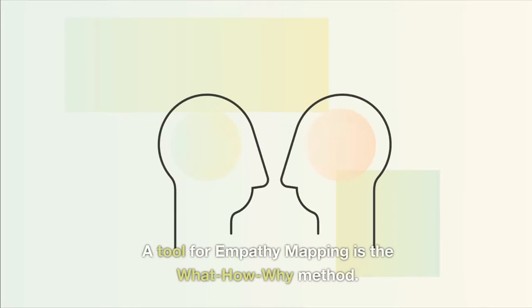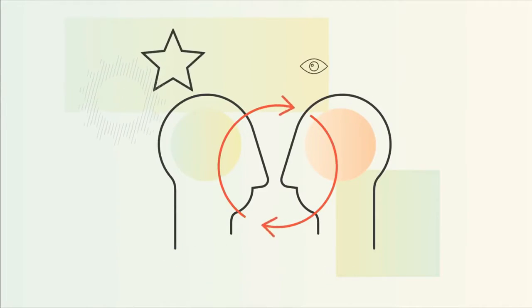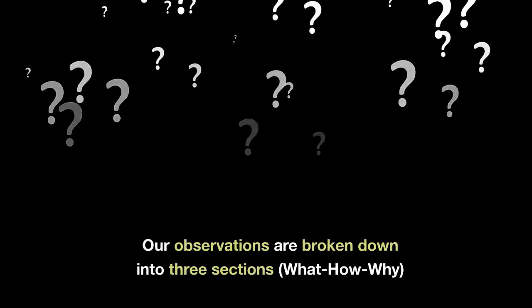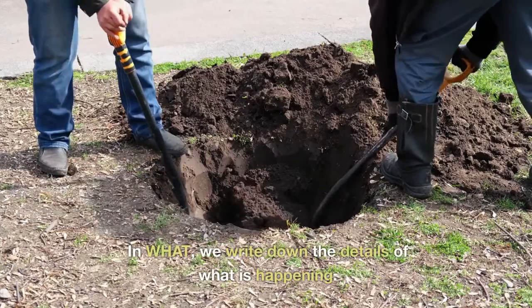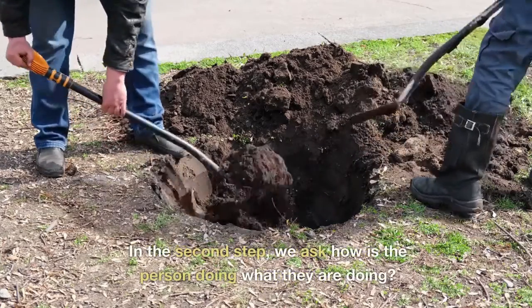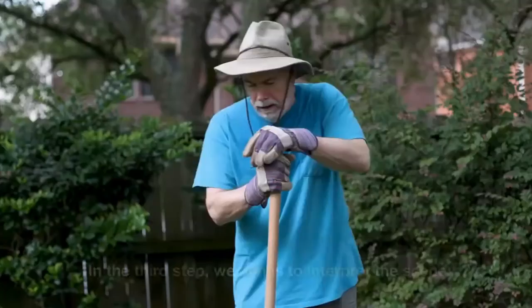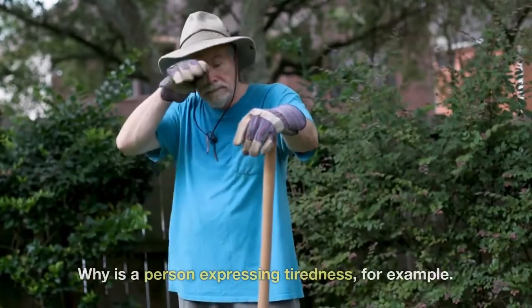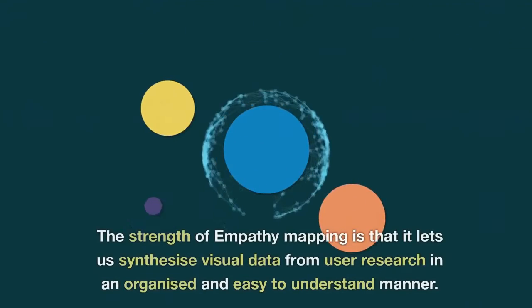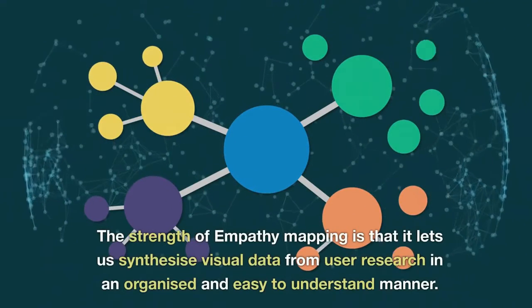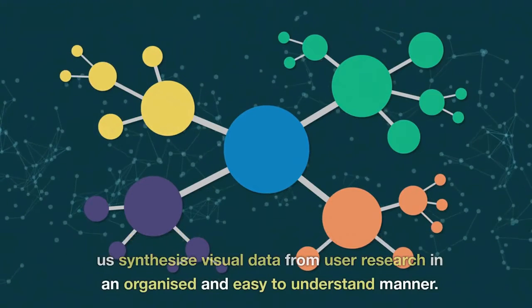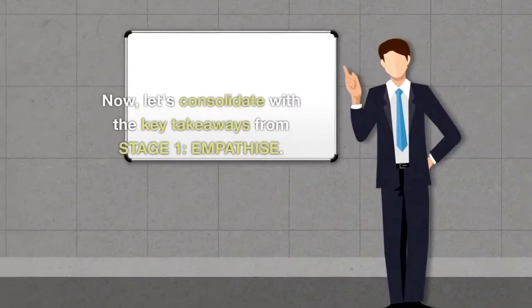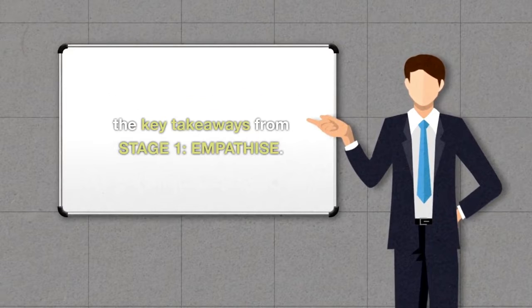A tool for empathy mapping is the what, how, why method. The what, how, why method is used when observing people. Our observations are broken down into 3 sections: what, how, why. In what, we write down the details of what is happening. In the second step, we ask how is the person doing what they are doing. In the third step, we aim to interpret the scene. Why is a person expressing tiredness, for example? The strength of empathy mapping is that it lets us synthesize visual data from user research in an organized and easy-to-understand manner. Now let's consolidate with the key takeaways from Stage 1, Empathize.